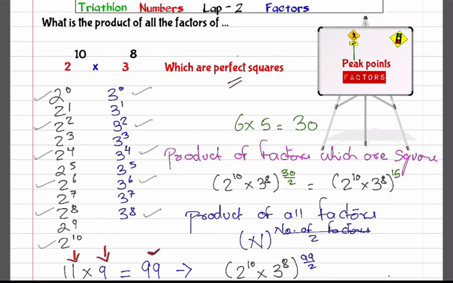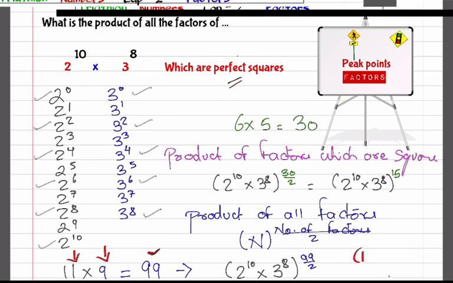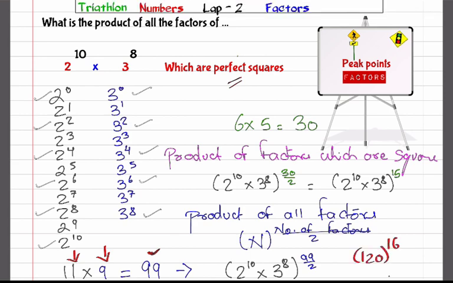How do you find the product of factors? We have learned. For 120 we did 120 raised to 16 divided by 2, number of factors divided by 2. So we got the answer 120 raised to 8. But he is not asking me for all factors. He is asking me for the product of factors which are perfect squares. So how many factors are there first of all which are perfect squares? 1, 2, 3, 4, 5, 6, so 6 here. From here I get 1, 2, 3, 4, 5, so 5 here. 6 into 5, 30 factors are there out of 99 which are perfect squares.